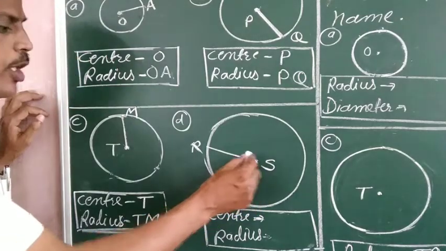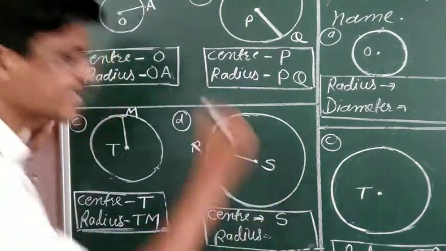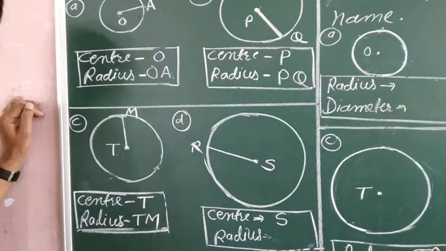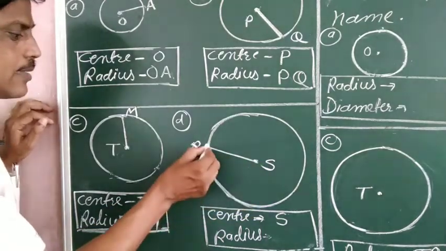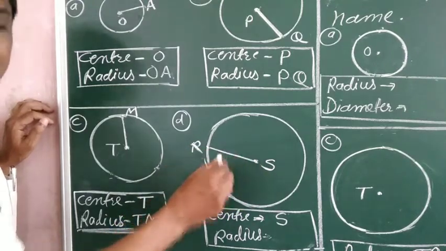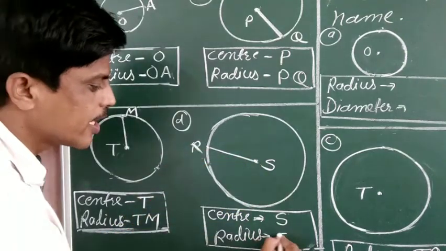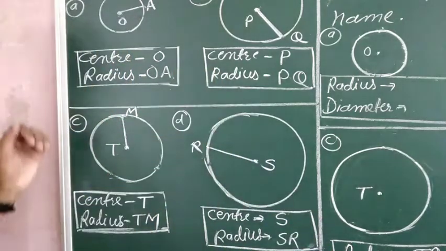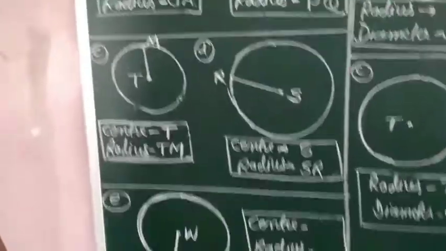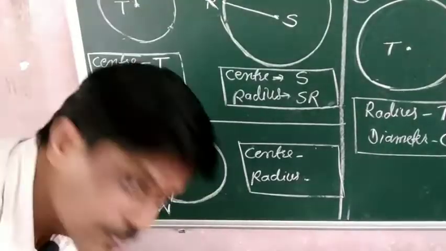Next, circle D. See, this is the center point, and this point is S. So this is center point S. And then see SR. So it is radius SR. SR is the radius. So this is circle D.